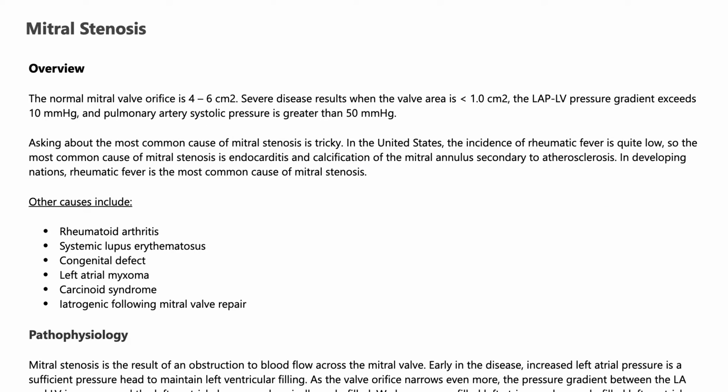Mitral stenosis. The normal mitral valve orifice is 4 to 6 centimeters squared. Severe disease results when the valve area is less than 1 centimeter squared. The left atrial pressure to left ventricular pressure gradient exceeds 10 millimeters of mercury, and the pulmonary artery systolic pressure is greater than 50 millimeters of mercury.